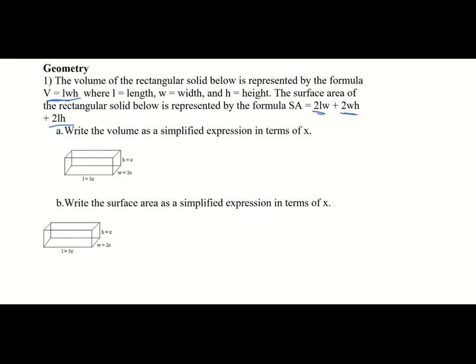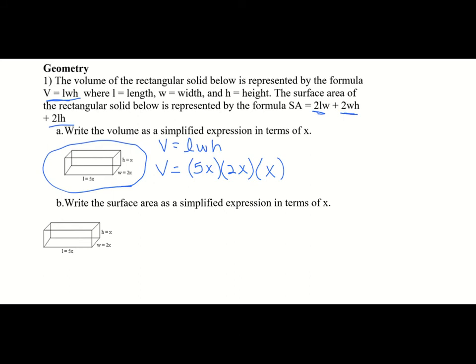So the first thing we're going to do is we are given this rectangular solid with the dimensions of length is 5x, width is 2x, and the height is x. So for the volume, they want us to write the expression in terms of x. So remember, volume is length times width times height. So if I write it with my dimensions, I'm going to be multiplying 5x times 2x times x, length times width times height. And they want us to simplify that.